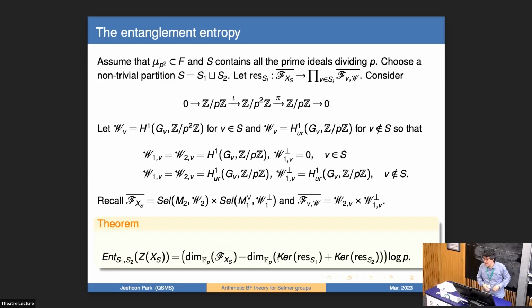But I expect that if I use elliptic curves or abelian varieties, then the Cassels-Tate pairing is not 0. In that case, there will be a more interesting computation of entanglement entropy, but I'm not so sure how to do that. I think I'll stop here. Thank you.